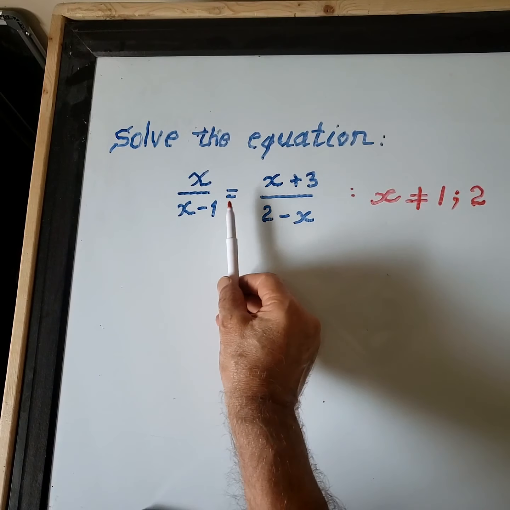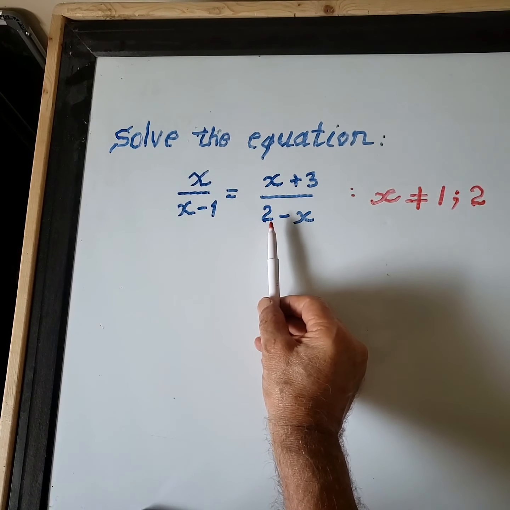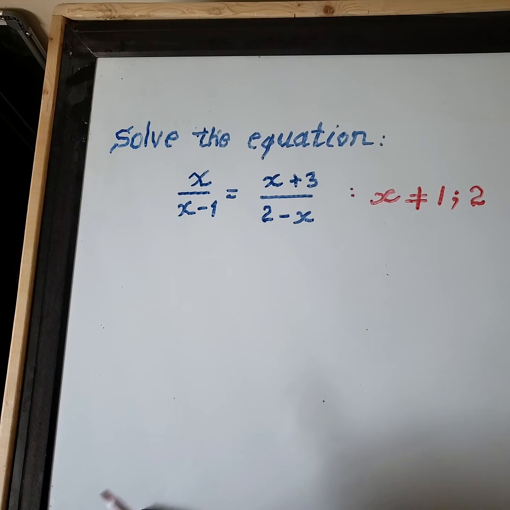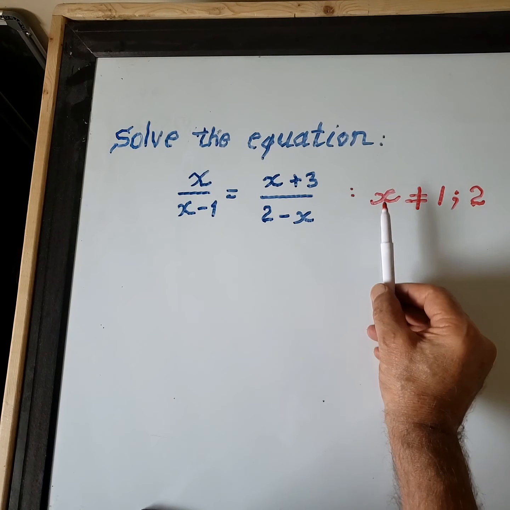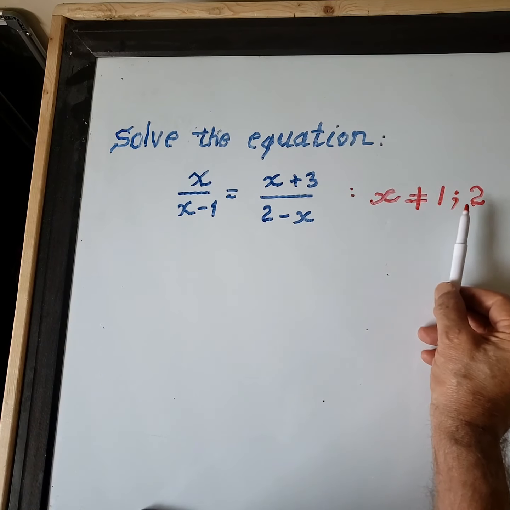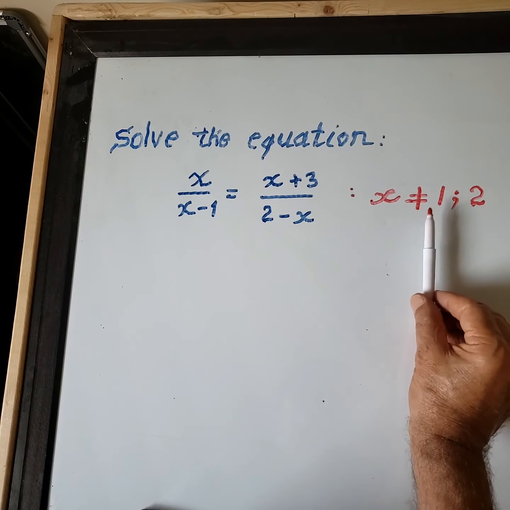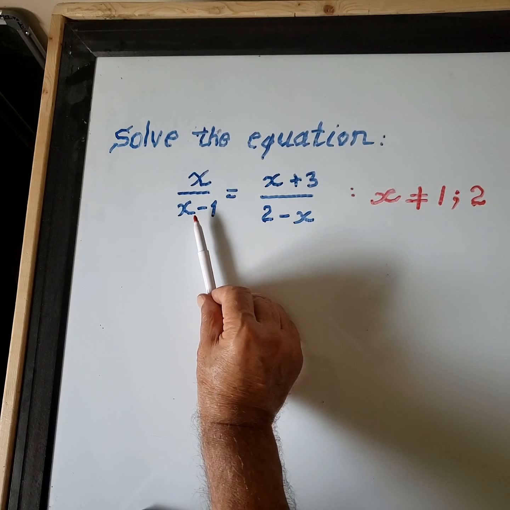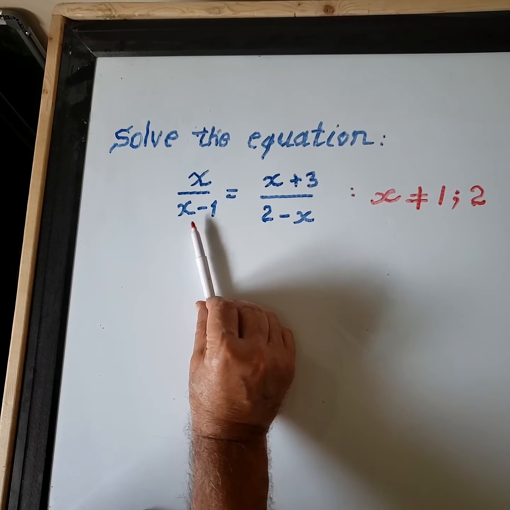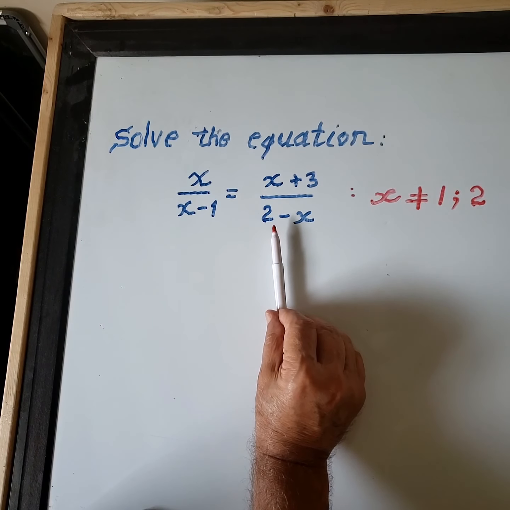x minus 1 over x is equal to x plus 3 over 2 minus x, with the condition that x is not equal to 1 or 2. This condition means this denominator will not be 0 and this denominator will not be 0.